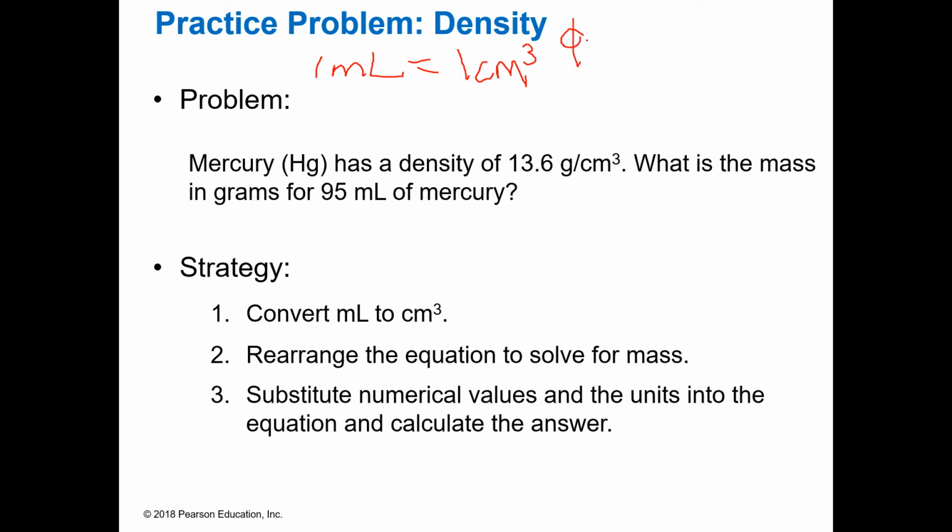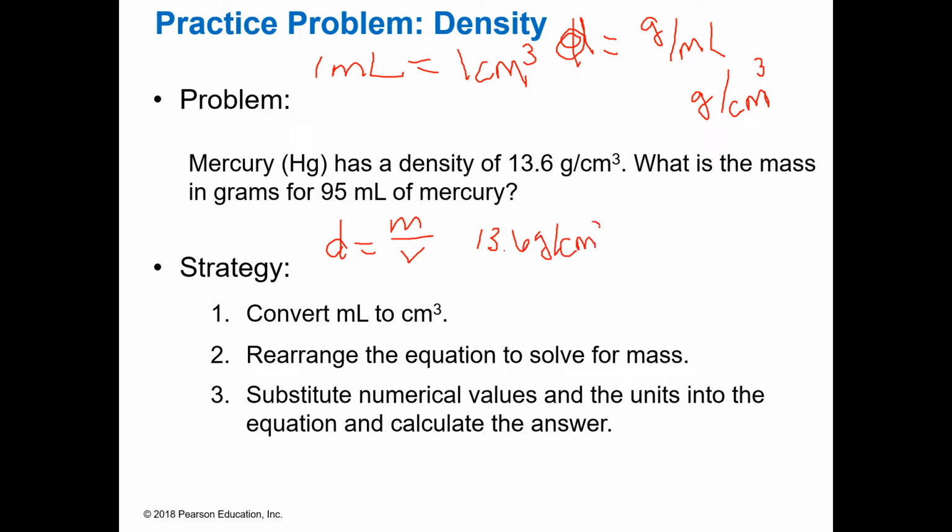Density is either going to be in the units of grams per milliliter or grams per centimeter cubed. They're interchangeable, so it doesn't really matter. All right, so let's look here. We know that density equals mass divided by volume. So we're given a density, 13.6 grams per centimeter cubed.